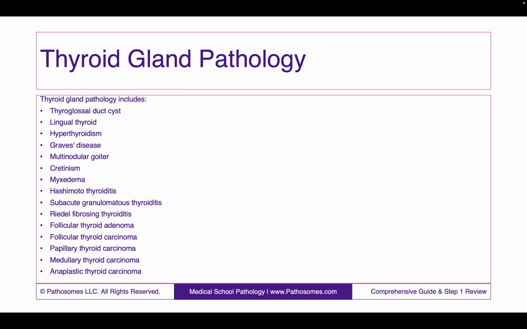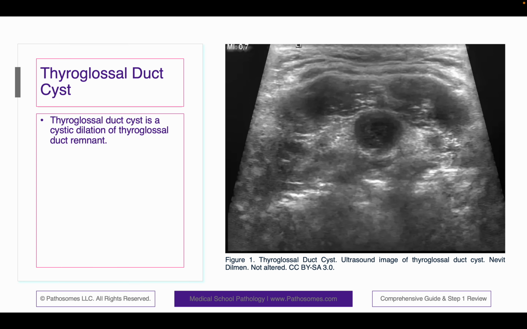Thyroid gland pathology is extensive, and we're going to be covering the very important things that you must know. Starting with thyroglossal duct cyst, which is a cystic dilation of the thyroglossal duct remnant, as you can see here on an ultrasound.